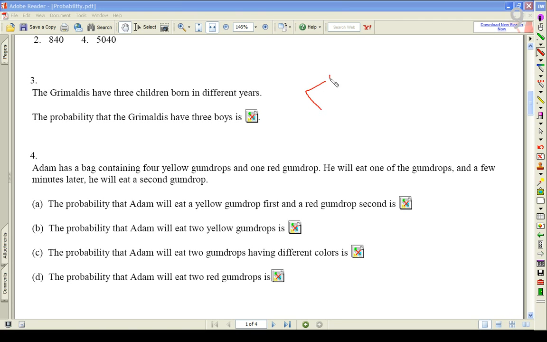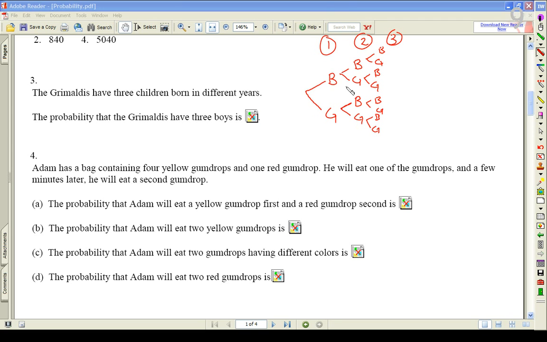So the first child could either be a boy or a girl. These branches represent the first child. Now we're going to draw some branches to represent the second child. The second child could be a boy or a girl once again. And if it's a girl, same options are available for the second kid. For the third child, we would branch these all off again. Boy, girl, boy, girl, boy, girl, and boy, and then girl once again.